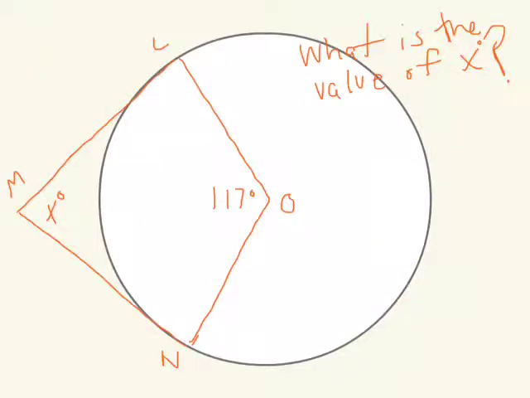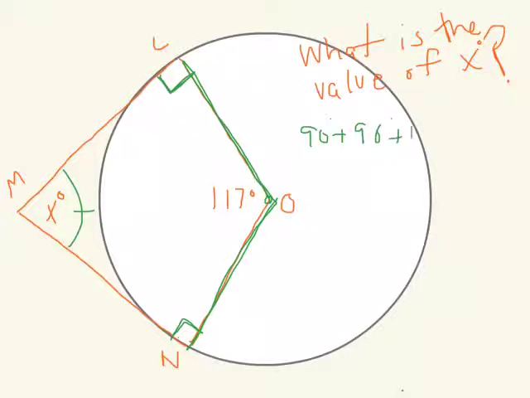So, knowing that, what's the value of x? Well, again, here are radii of the circle. So here's a radius, and here's a radius. We know that these are going to form 90-degree angles here. If that's true, then we can figure out what x is. We just add up these angles, so 90 plus 90. Remember, each of these are 90 degrees. This is 90 degrees. Plus 117 plus x equals 360.